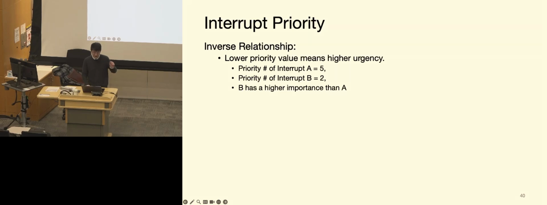So we have interrupt A that has the priority number of 5, and then we have interrupt B that has the priority number of 2. So B has a higher importance than A, and if they are both pending, then B will be executed first.